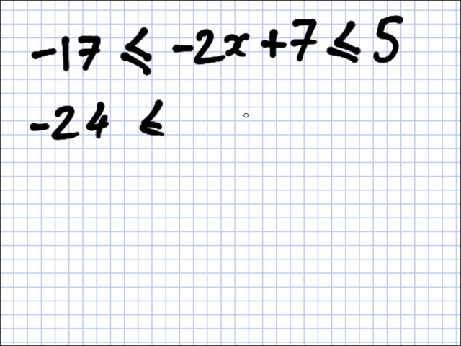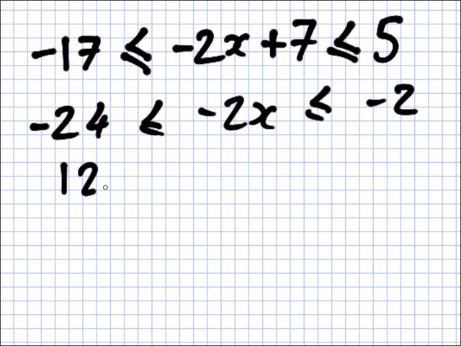Now, what do I have in the middle if I take away 7? Negative 2x. Good, and at the end? Negative 2. Very good. Divide by 2. Negative 2. Divide by negative 2. So this becomes 12 and 2, and 1x. And this one here?